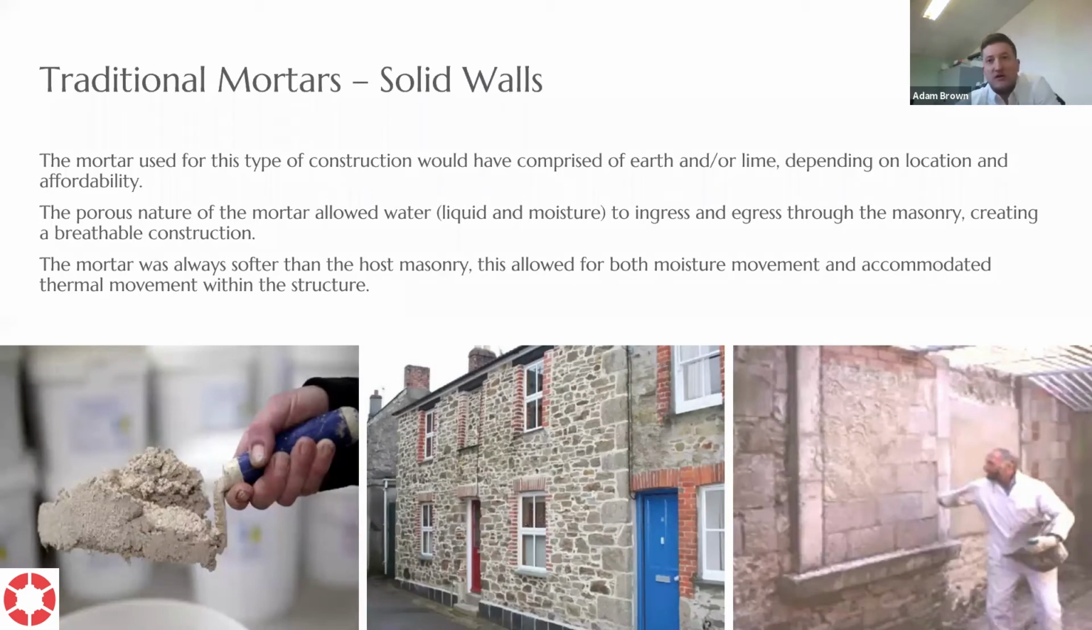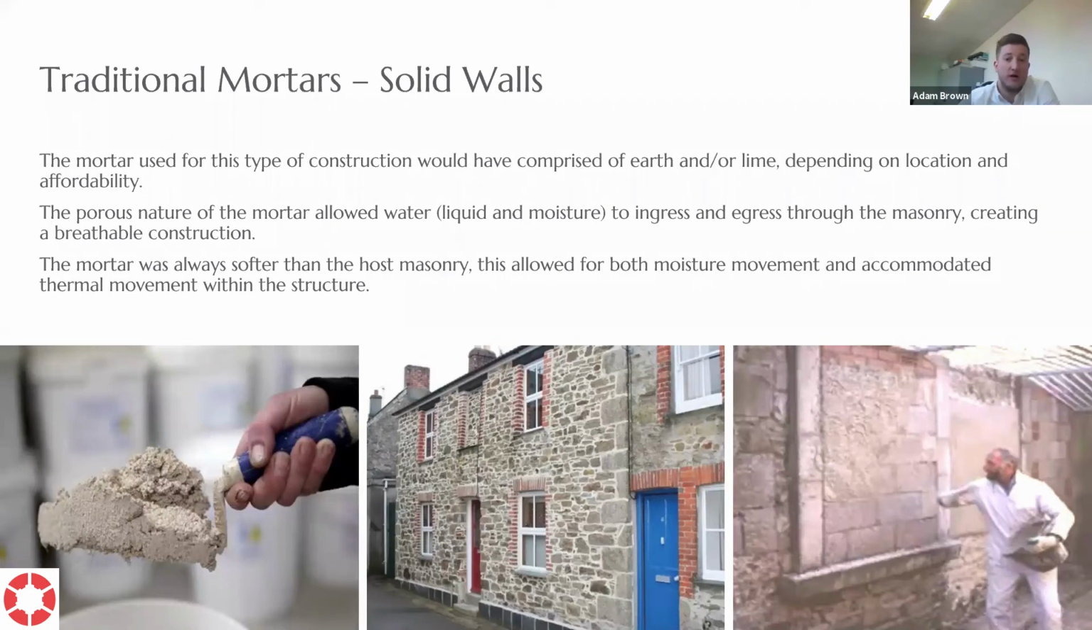So the masonry units that were often used would have been porous. So they allowed a certain amount of water or moisture in. So the mortar used for these types of constructions, they had to be softer and porous too. So the mortar was always weaker than the host surface, and it would have comprised of earth and or lime. So this depended largely on your location.